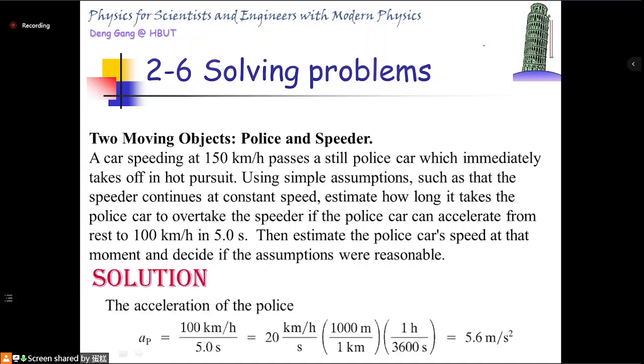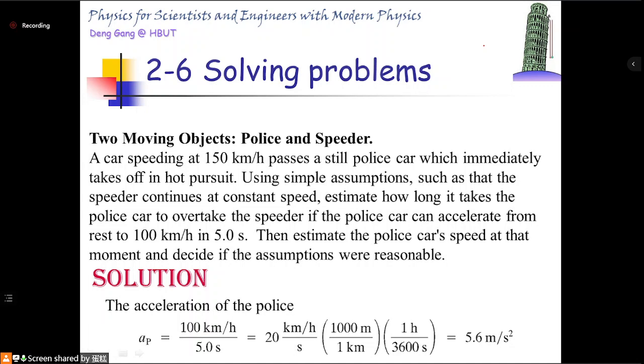So the police car is accelerating, because they want to catch that speeder. It is originally at rest, accelerating from rest to 100 kilometers per hour in 5 seconds. So we can calculate the average acceleration of this police car, using the speed and the time.